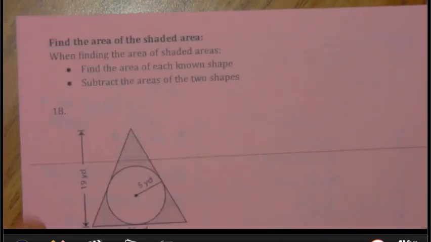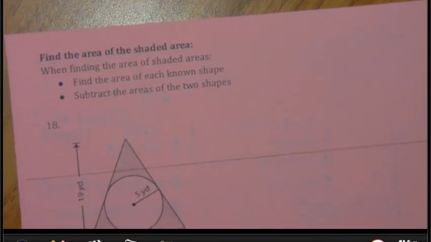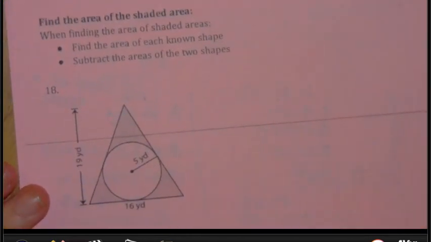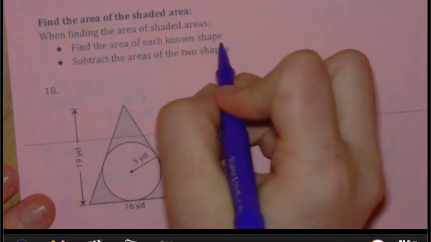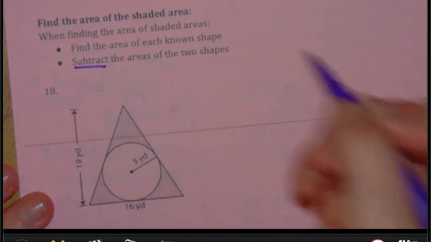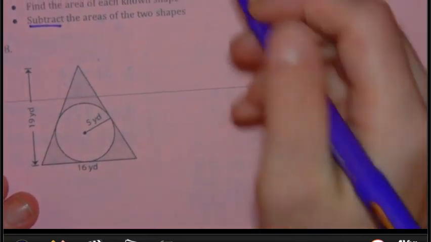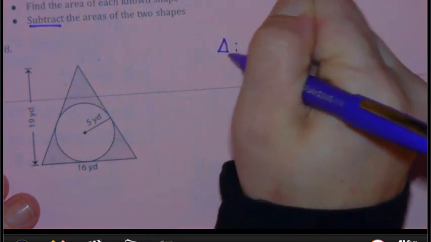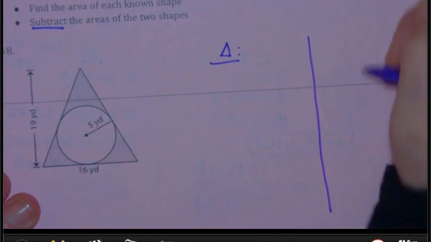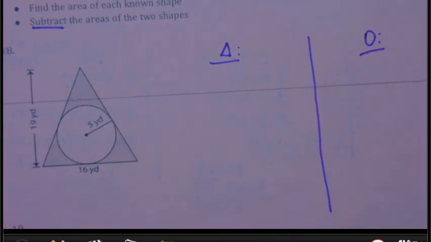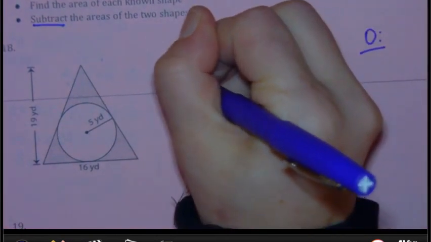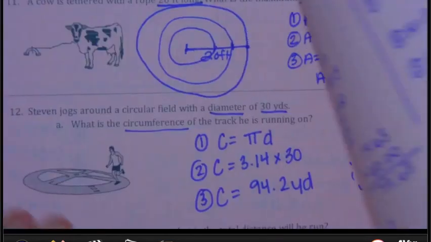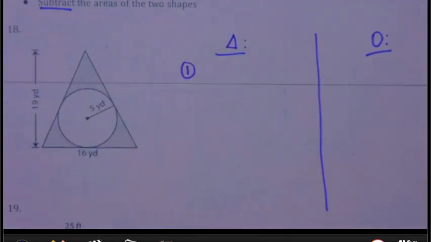Next section. All right, it's asking us to find the area of the shaded area. Okay, so I'm going to find the area of each known shape, and then I'm going to subtract the areas from the two shapes. Okay, so I see that I have two shapes here. I have a triangle, and I have a full circle. Okay, so I do not believe, oh, have we had a triangle yet? Nope, we have not had a triangle yet.